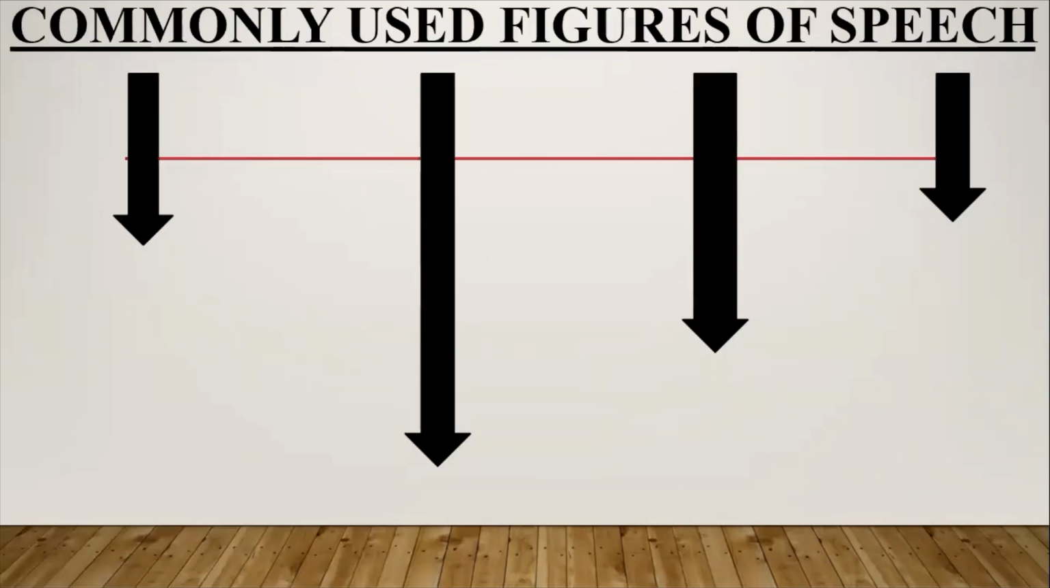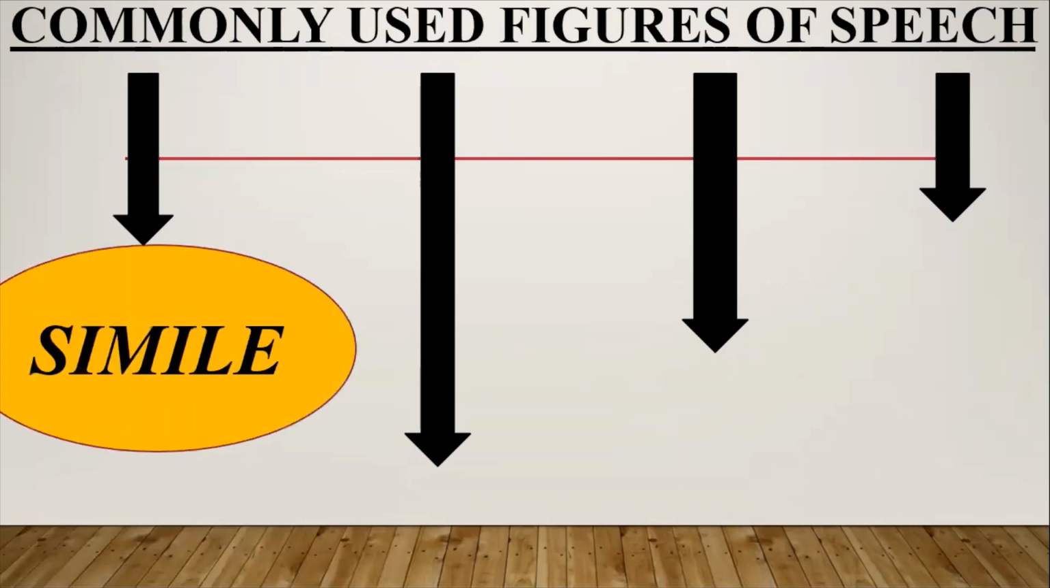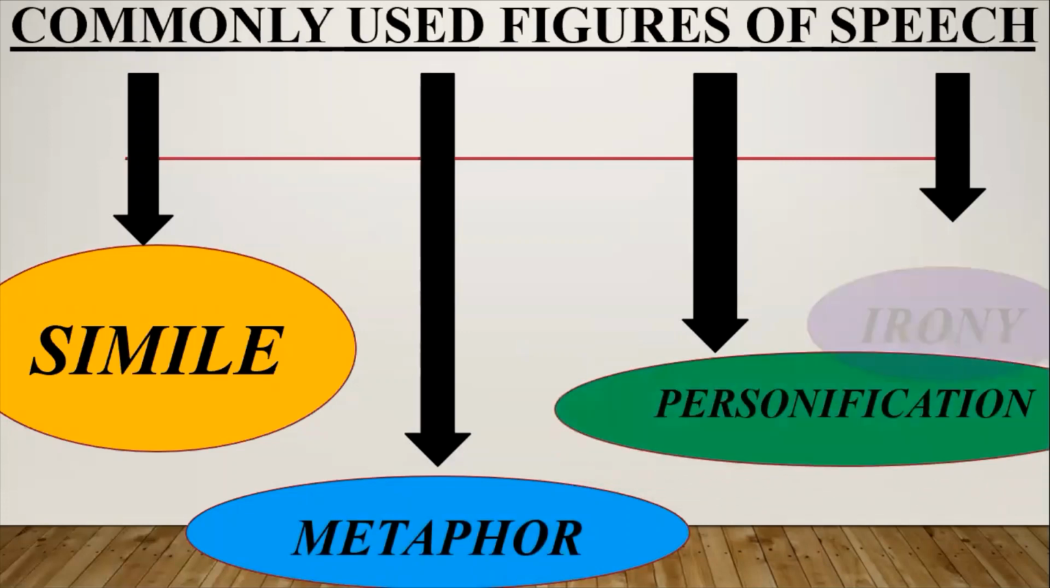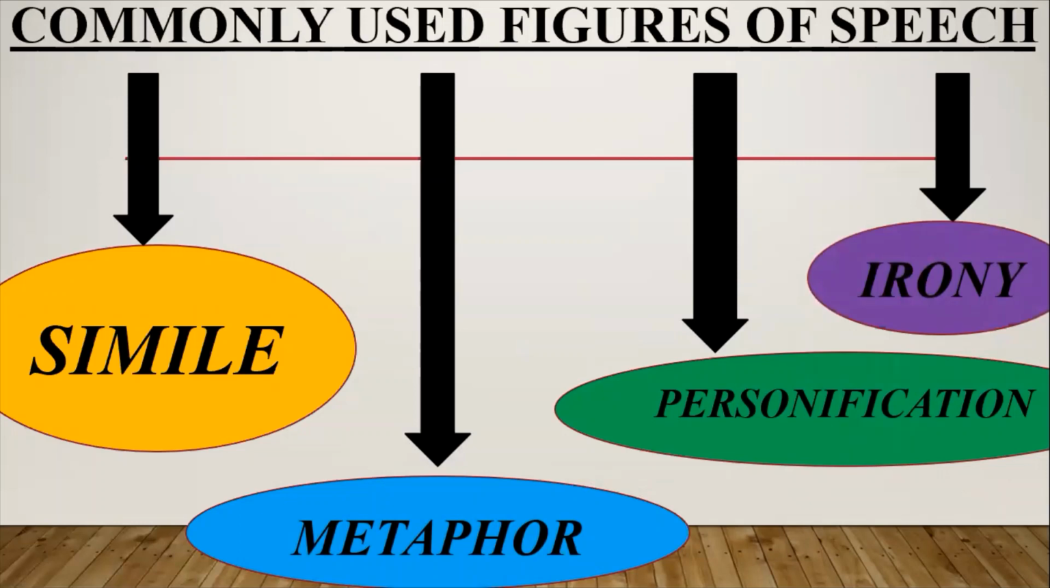Now, let's move on to the commonly used figures of speech. There are a lot of figures of speech. The most commonly used ones are, first, simile. It's not smiley, though most of you pronounce it that way. It is simile. Remember the word simile. Next is metaphor. The other one is personification. The last one is irony. There are many, but I've just mentioned four commonly used figures of speech, and in today's class, let's see which of these we are going to learn.